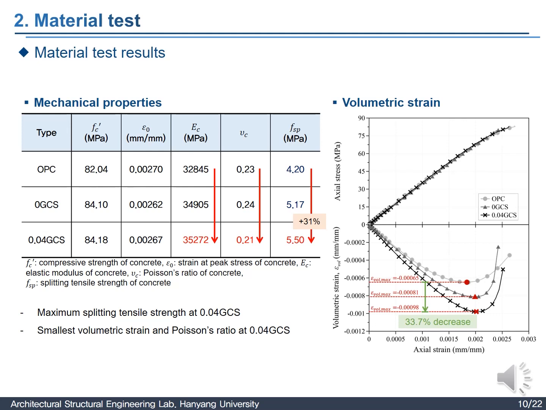As a result of the material test, it was confirmed that the splitting tensile strength was the best at 0.04 GCS, the optimal mixing ratio of nanomaterials suggested in previous studies. In addition, Poisson's ratio and volumetric strain of 0.04 GCS were found to be the smallest, which confirmed that the horizontal displacement and volumetric strain of 0.04 GCS were the smallest when subjected to uniaxial compression.